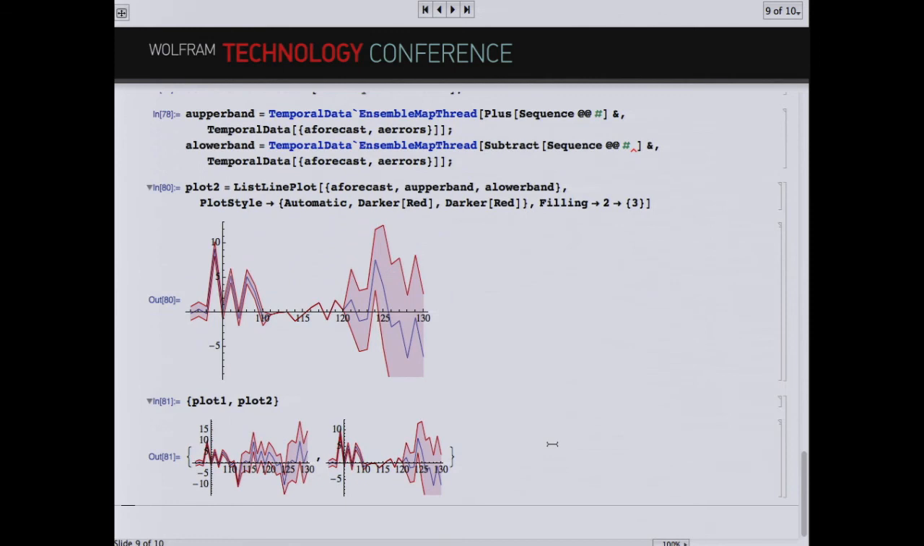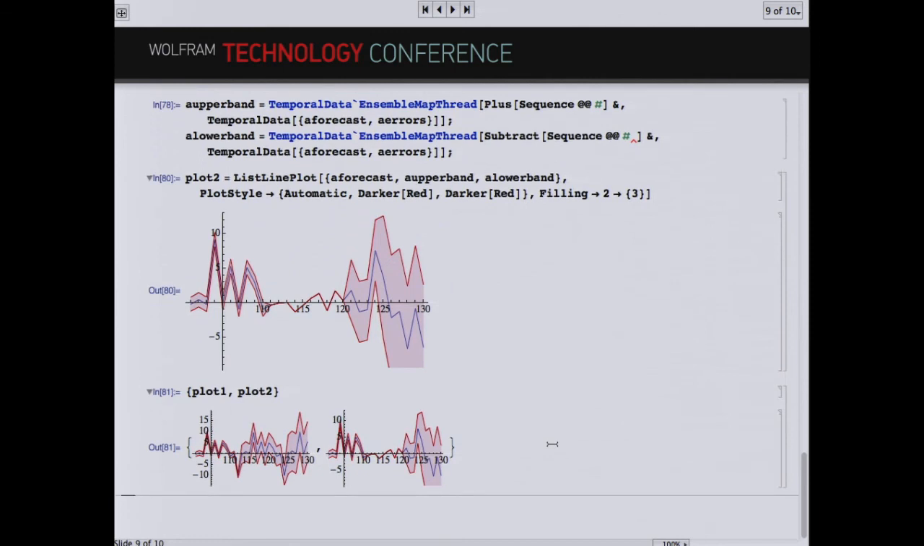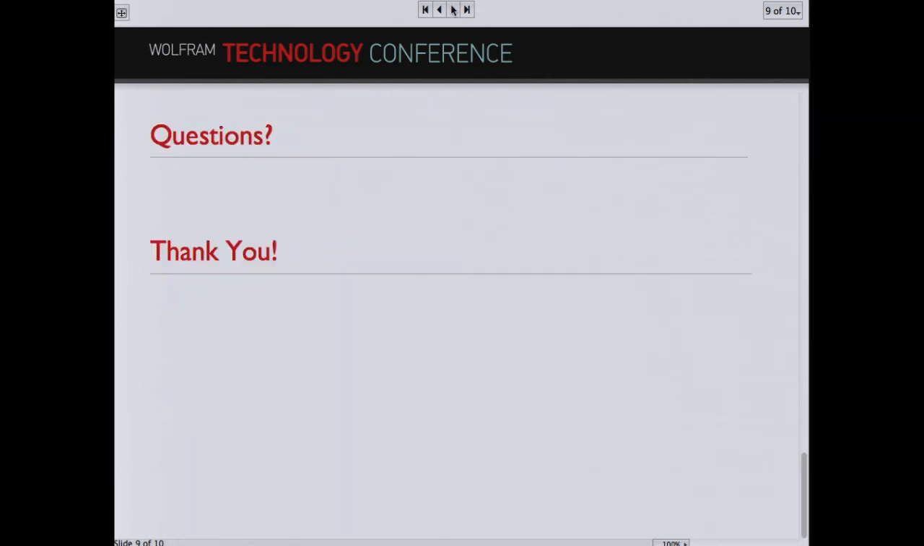So that's the two plots, and I think I'm at the end. Okay.